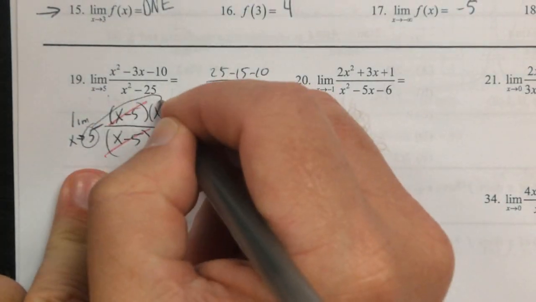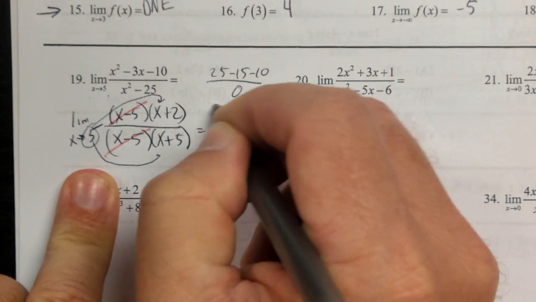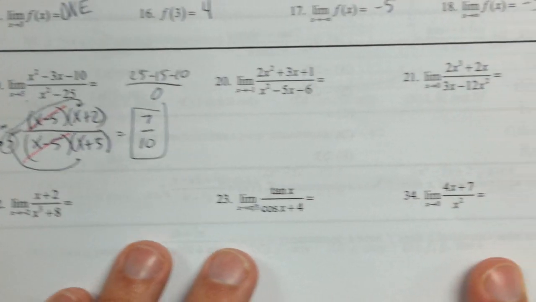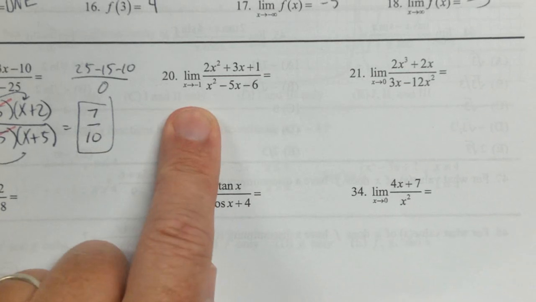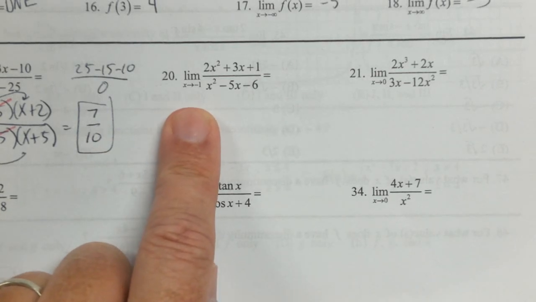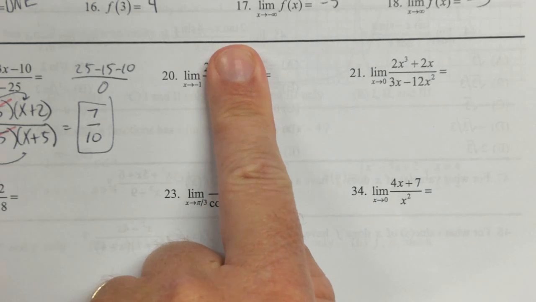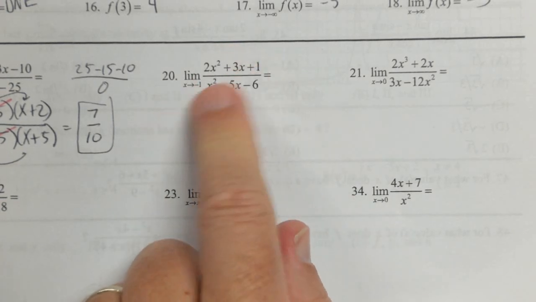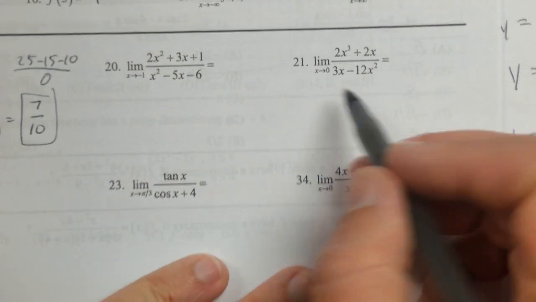All right, now substitute 5 in again. 7 over 10. 20 is kind of the same thing. What do you think? We're not going to do 20. What do you think one of the factors is going to be, even before we even look at the problem? Probably x plus 1, because we'll need x plus 1 to cancel, so the negative 1 will work. So you kind of get the hang of these, and you get a little hint on factoring.